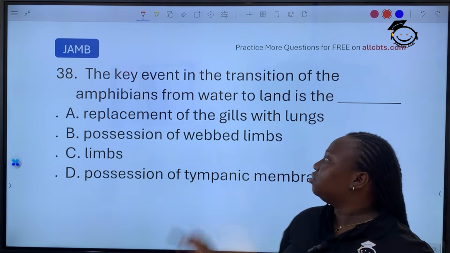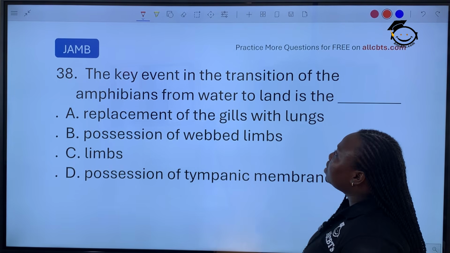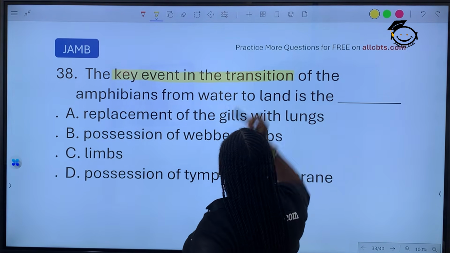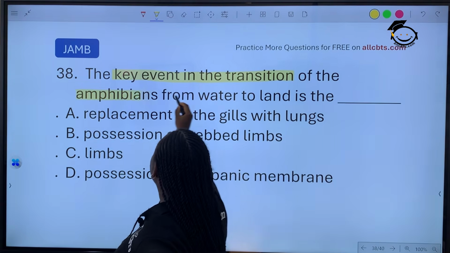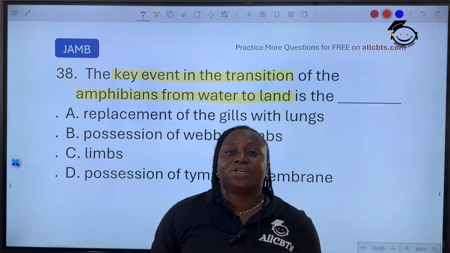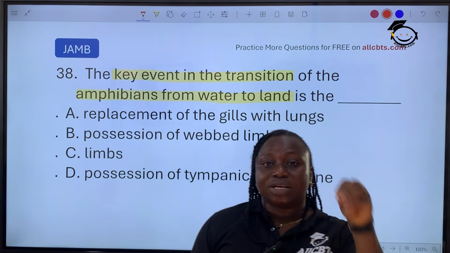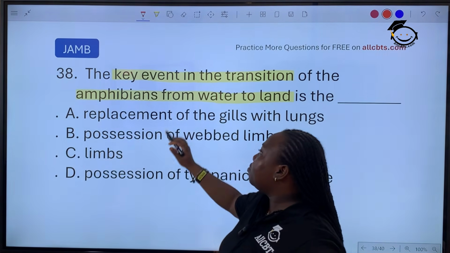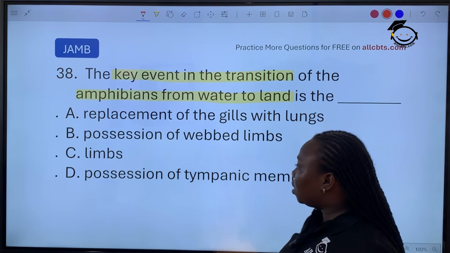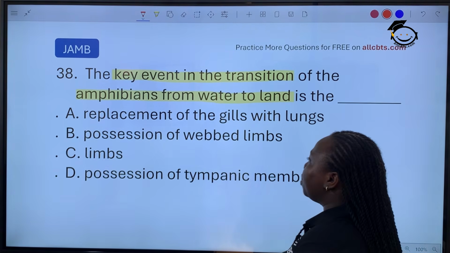Number 38. The key event in the transition of the amphibians from water to land is what? It's just saying that when amphibians want to become land animals, what is the characteristic that they must have? A. Replacement of the gills with lungs. B. Possession of webbed limbs. C. Limbs. D. Possession of tympanic membrane.